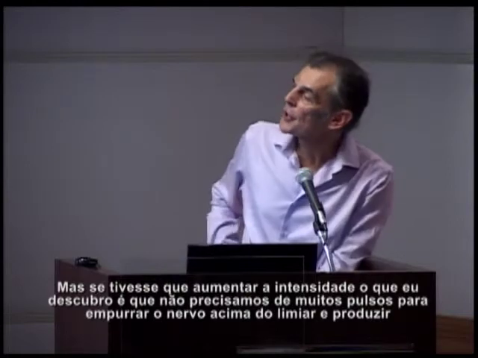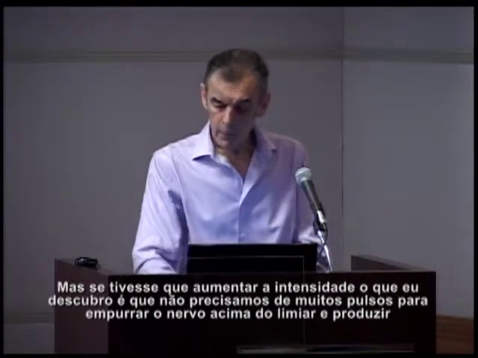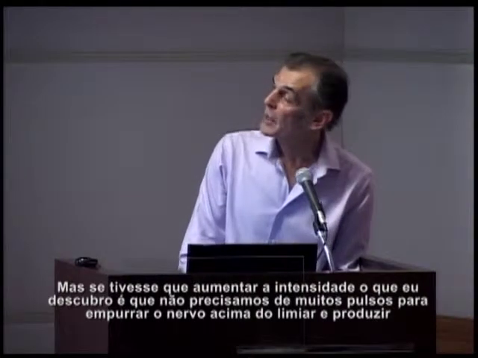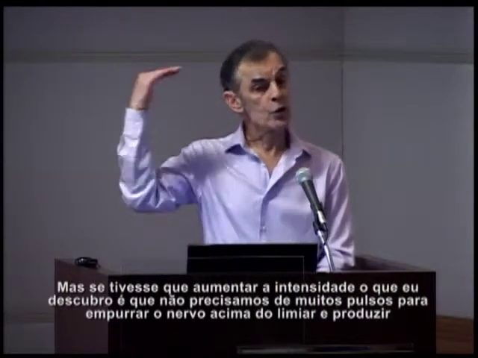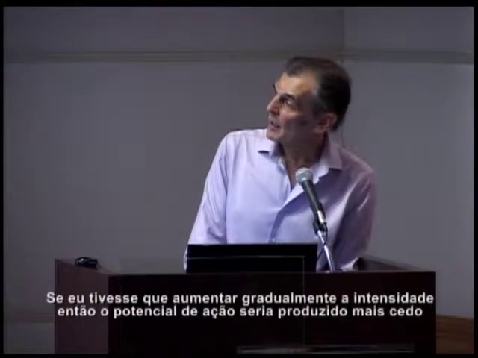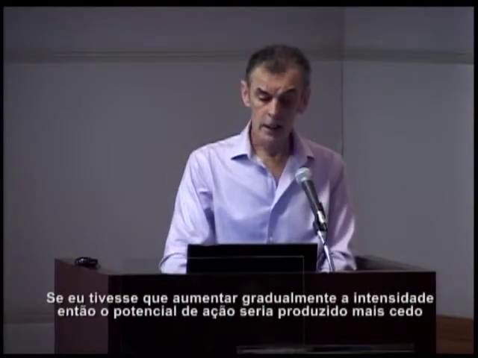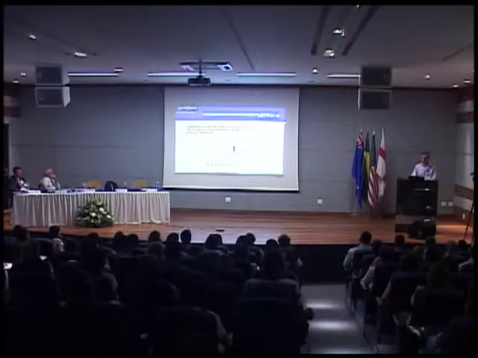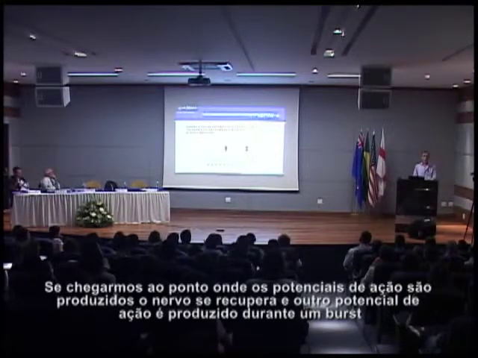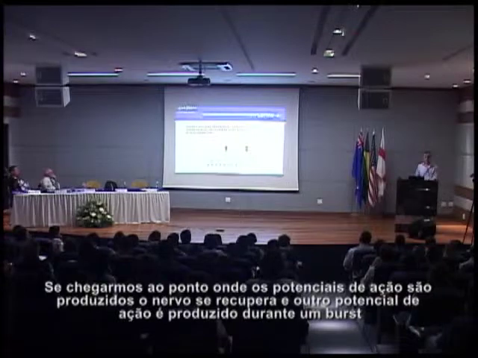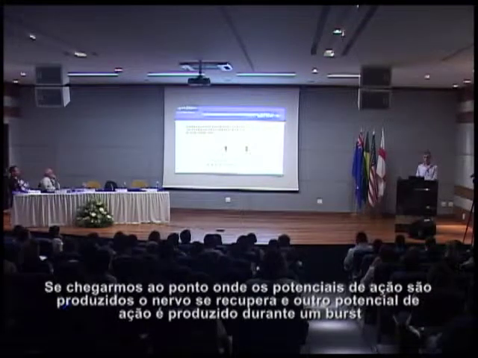But if I was to turn up the intensity, then what I'd find is that we don't need as many pulses to push the nerve above threshold and produce an action potential. So if I was to gradually increase the intensity, then the action potential would be produced earlier, and we could get to the point where an action potential is produced, the nerve recovers, and another action potential is produced during that burst.